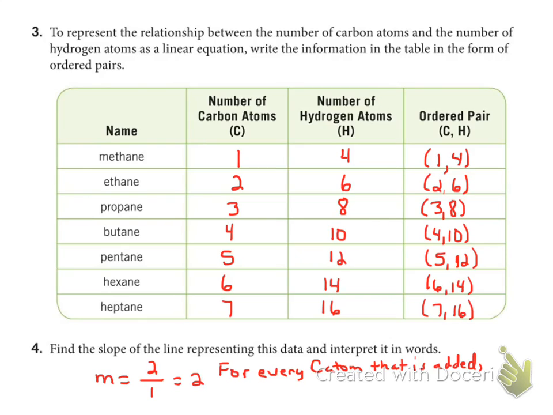How much? Well, it depends, as it goes from one to the next. Oh, 2. Okay, sorry. Yep. I thought you were talking about back. So we're using the slope to get that. For every carbon atom that is added, that's the 1 in the denominator, then 2 more hydrogen atoms are added. That's the 2 in the numerator.